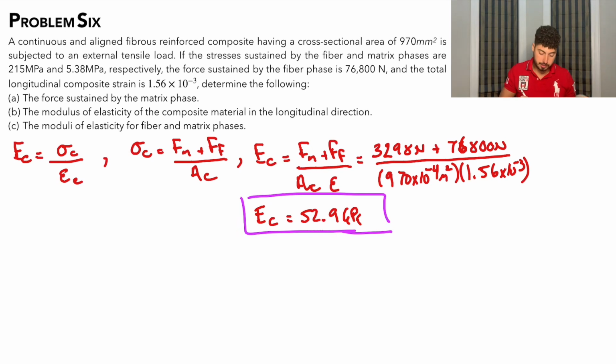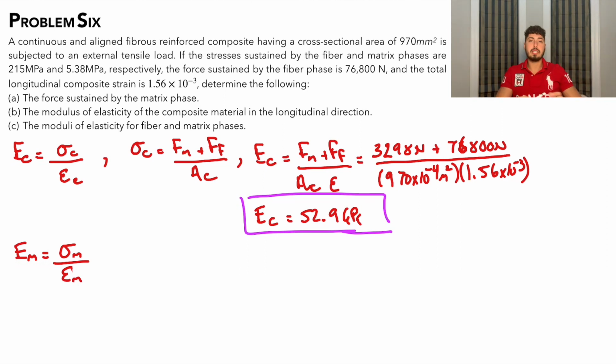Now let's move on to part C. Part C wants us to find the moduli of elasticity for the fiber and the matrix phases respectively. So let's first do the modulus for the matrix phase. So the modulus of the matrix phase is equal to the stress of the matrix phase divided by the strain of the matrix phase.